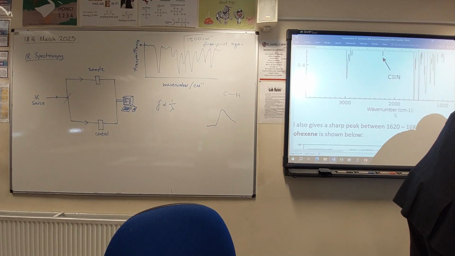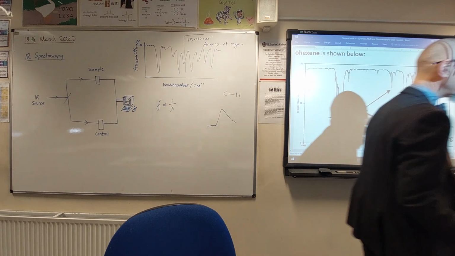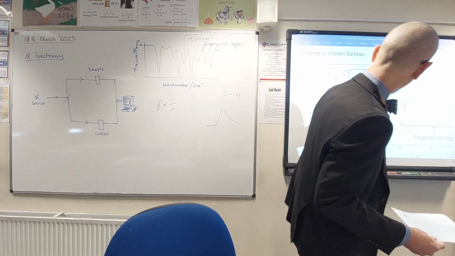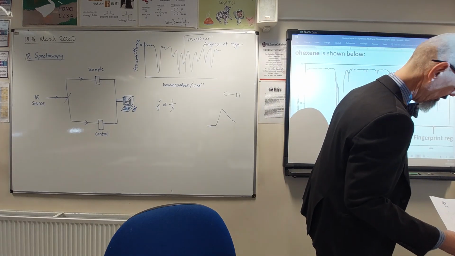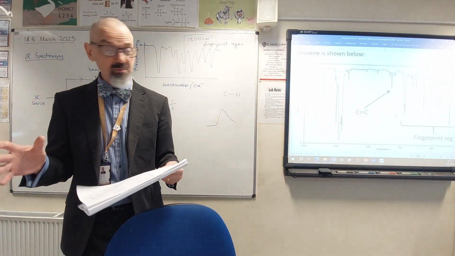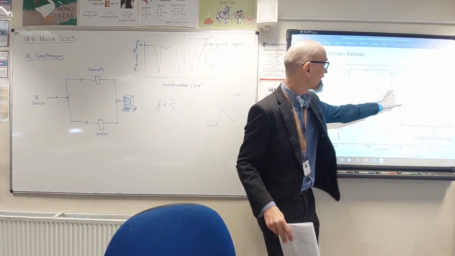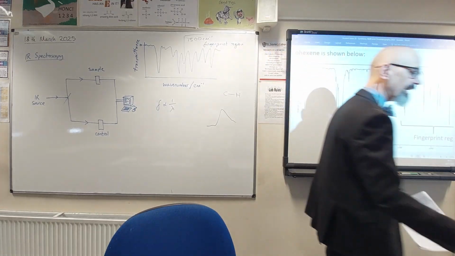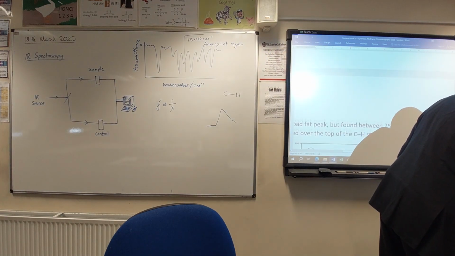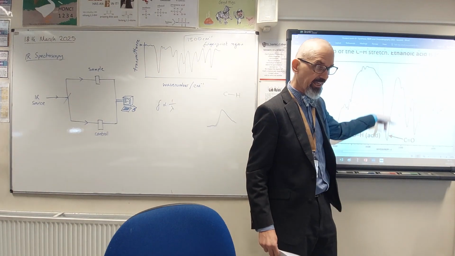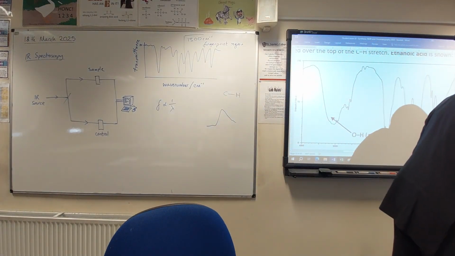And there should be an alkene here as well. This is just from your topic booklet, by the way. Alkene, there it is, 1620 to 1680. That's pretty close to the carbonyl, but notice how different it is. The CC double bond is usually a smaller, sharper peak compared with that carbonyl, which is a really strong peak, again going all the way down to the line.